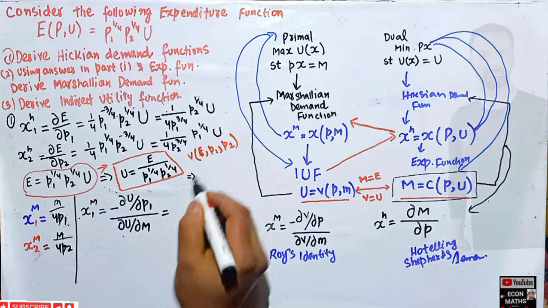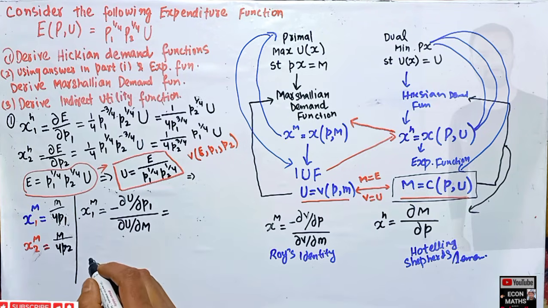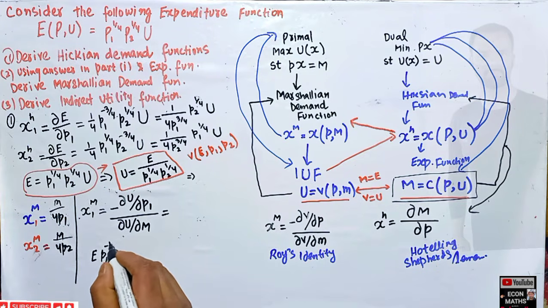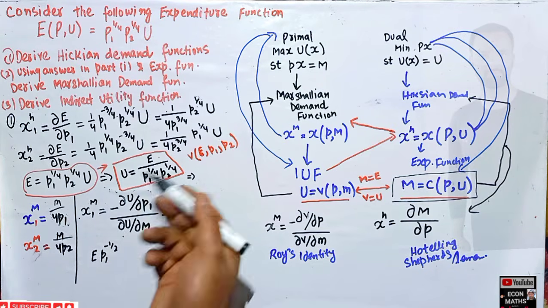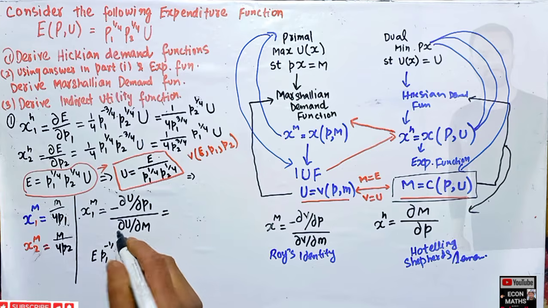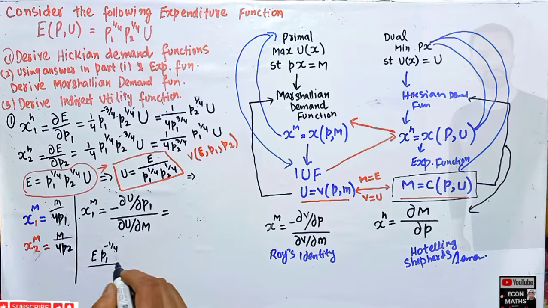If I write it like this, we can write it like this: e, p1 raised power minus 1 upon 4. I'm just transposing this to the numerator, so the sign of the exponent will get changed. Then we have p2 raised power 1 upon 4. We need to differentiate this with respect to p1.